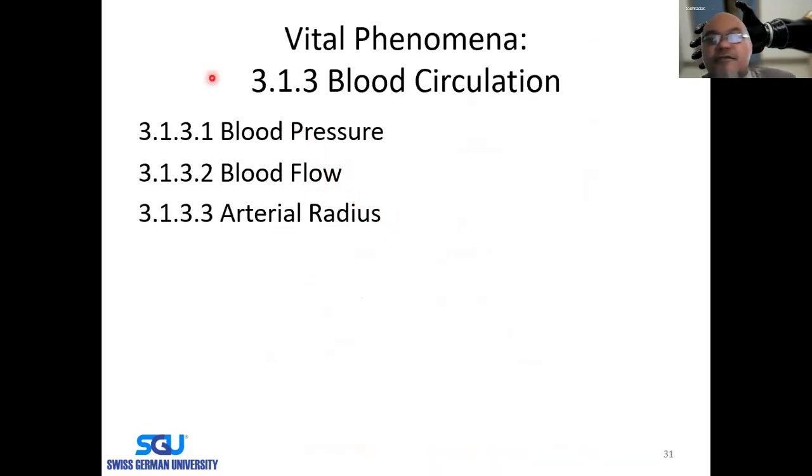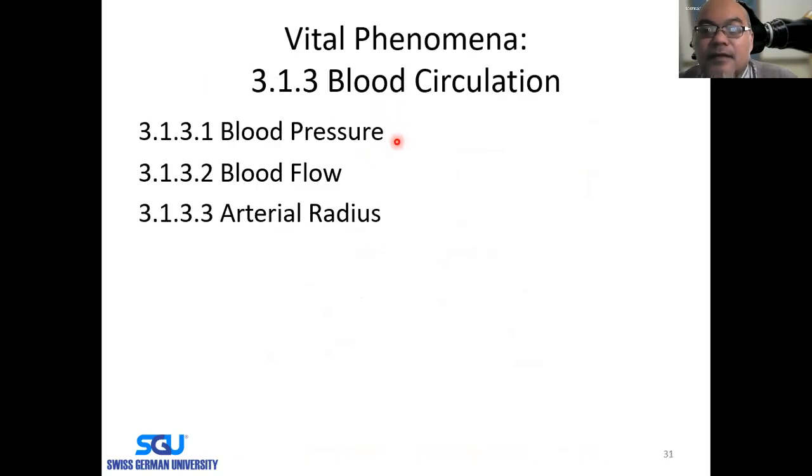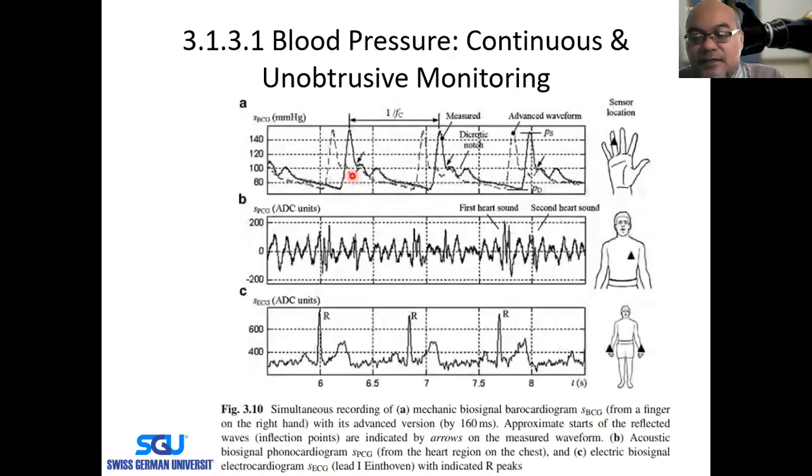Okay, any questions so far regarding the heart signal and respiration signal? Then let's see what kind of physiological phenomena can be registered from blood circulation. There are three different signals or physiological phenomena that can be registered using biosignals: the blood pressure, the blood flow, and the arterial radius.